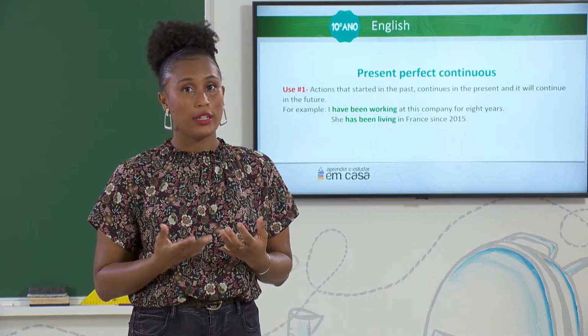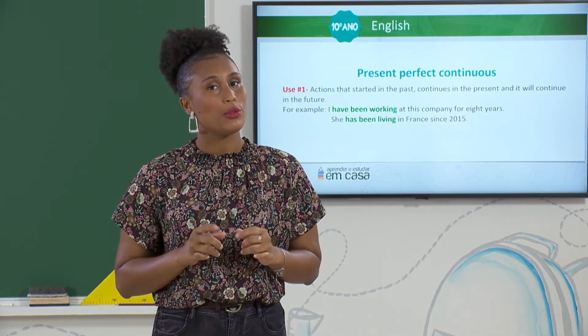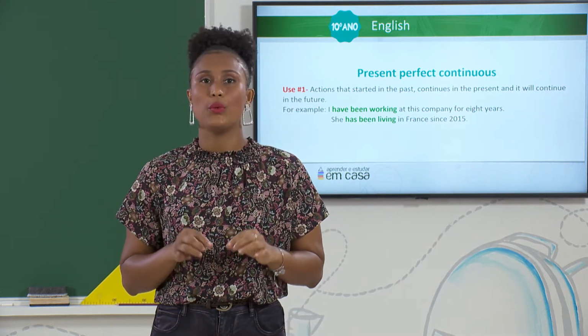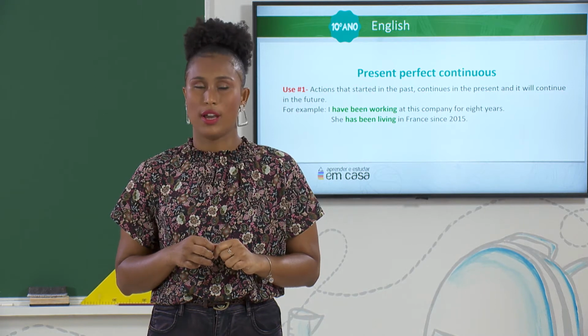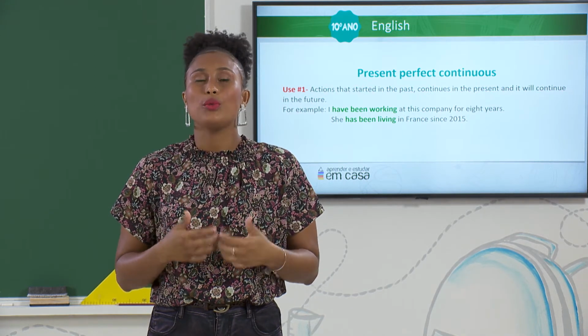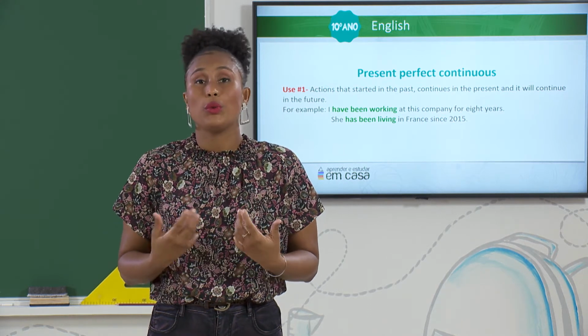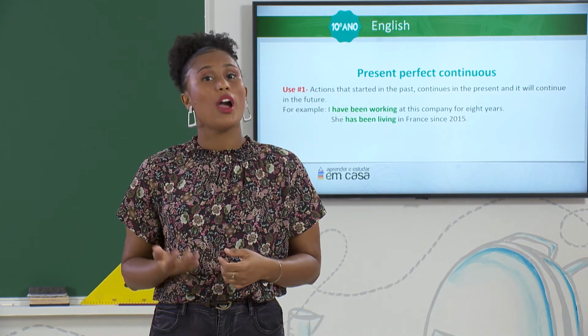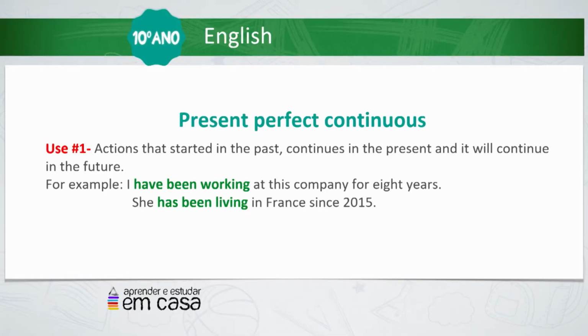Now, moving on, we have the present perfect continuous. Yes, do you remember when I said that today we are going to learn 2 verb tenses? Now we are going to see how we form the present perfect continuous, what we use it for, the changes. So, come with me, guys. Well, the present perfect continuous is a verb tense that shows actions that start in the past, continue in the present, and will continue in the future. For example, I have been working at this company for 8 years. She has been living in France since 2015.